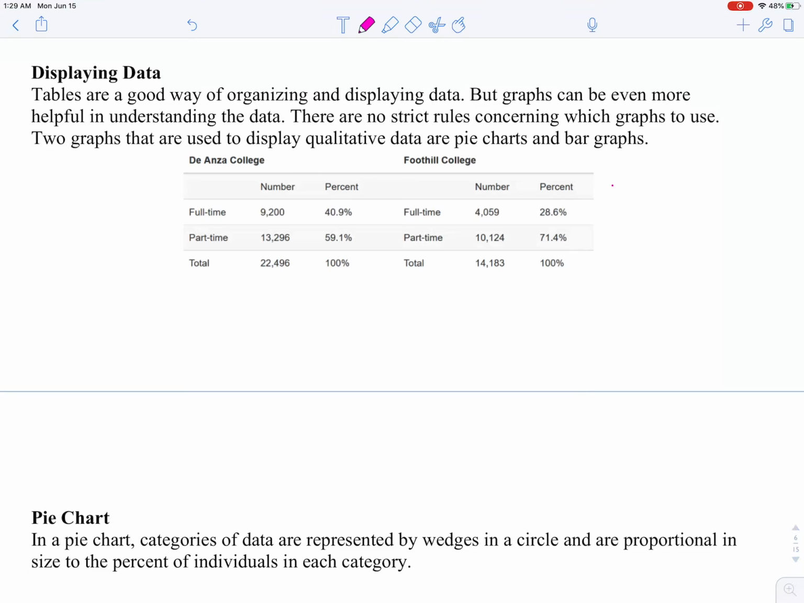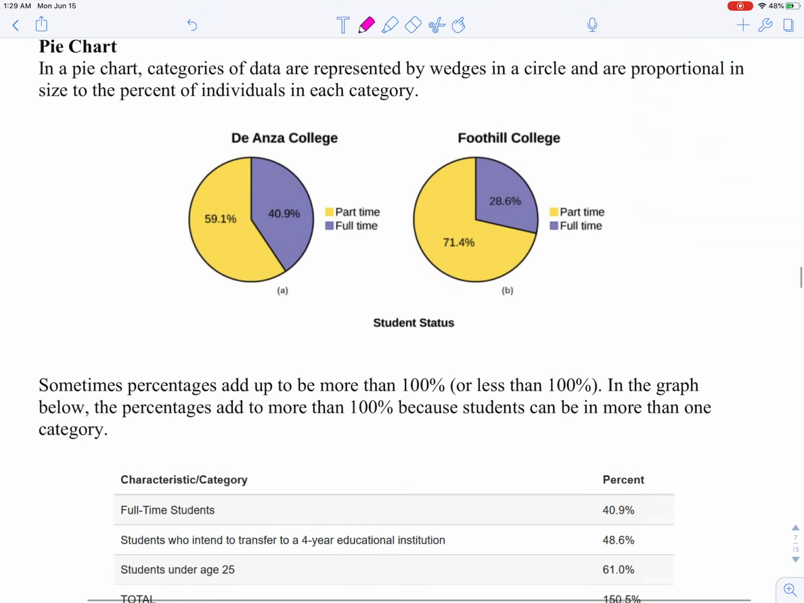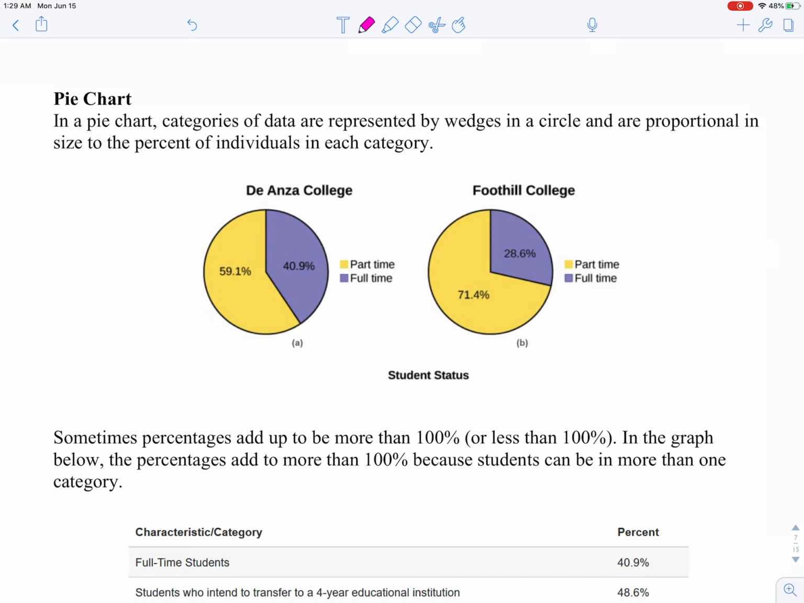So let's say we have some sets of data here, right? Number of full-time, part-time students and totals and things like that. Okay, so we have some data right there. We can use that data to make a pie chart, right? And there we go. Pie charts look like pies. The slices represent the approximate percentage, the approximate amount of each category.